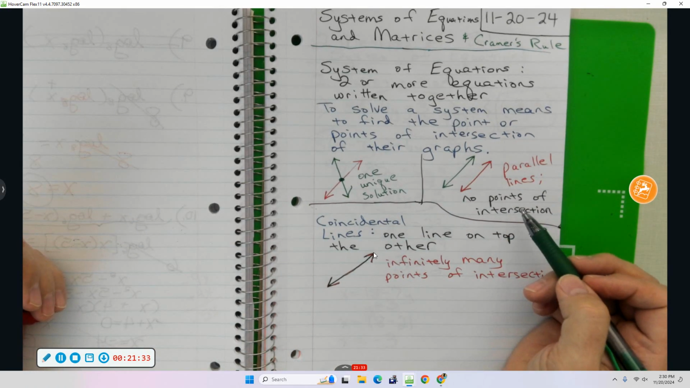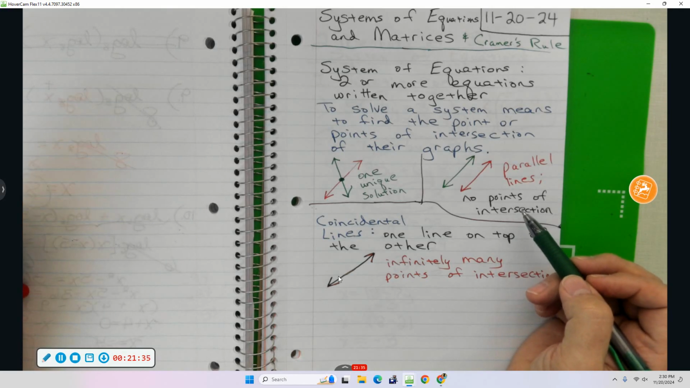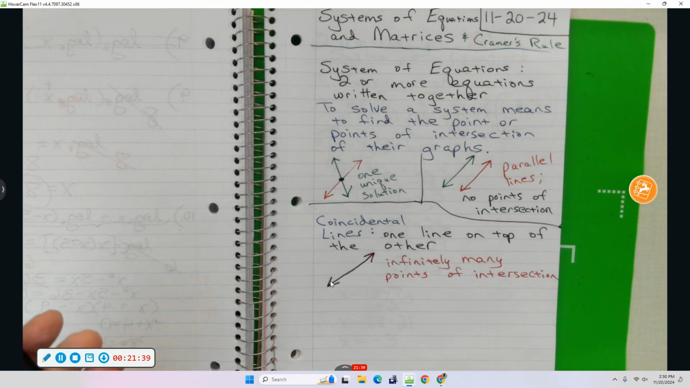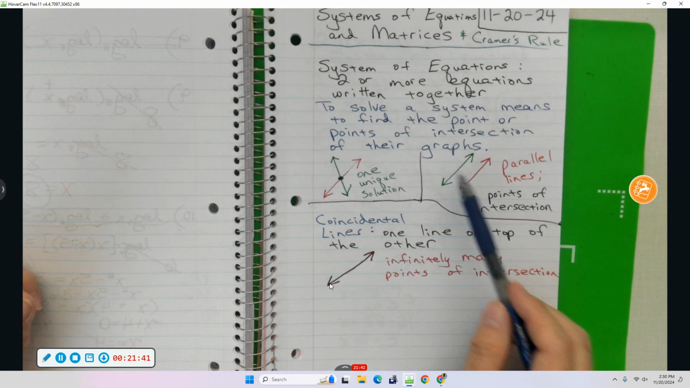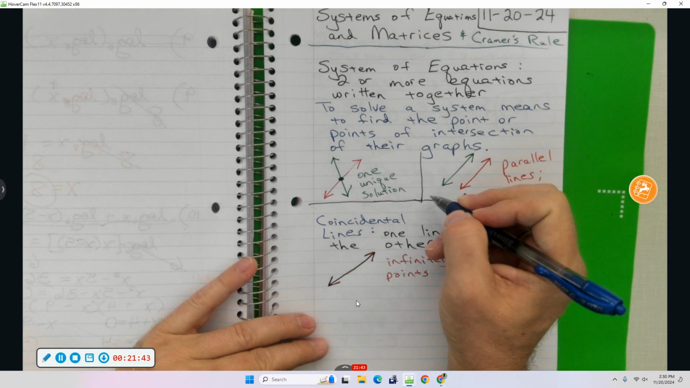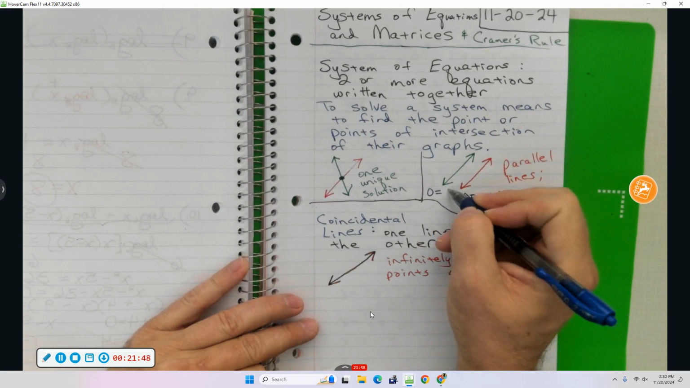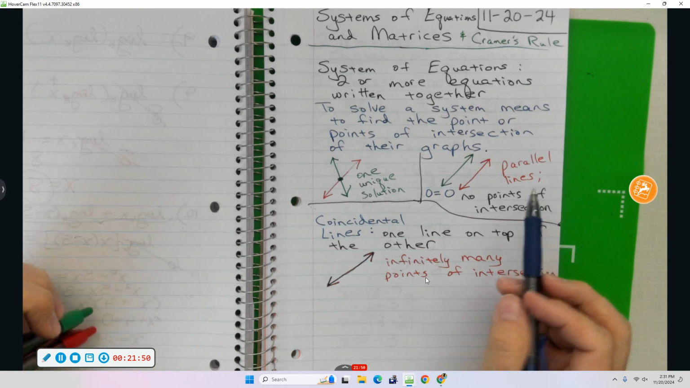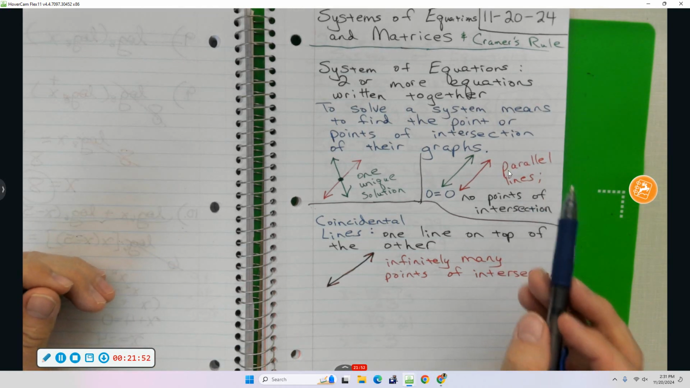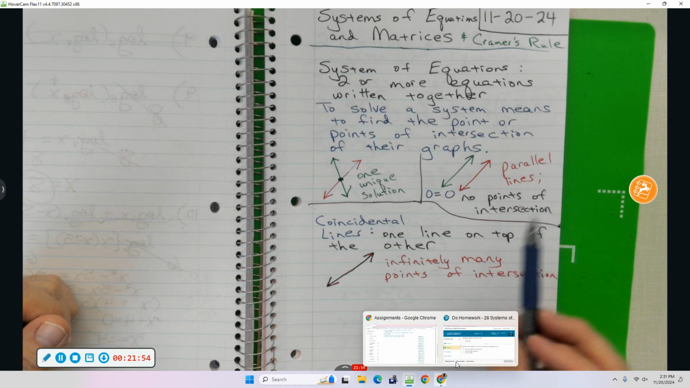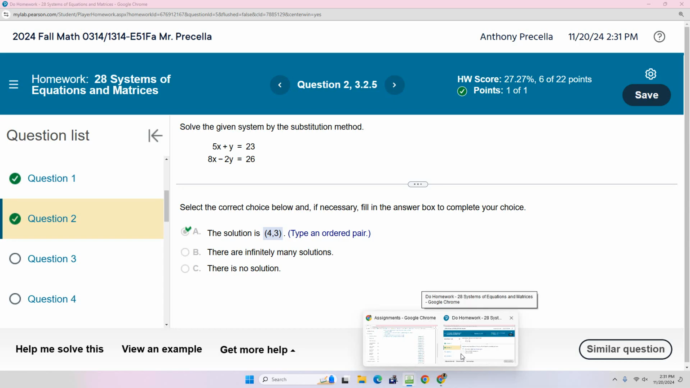If you're going through using substitution, it's also true for elimination, which we'll be seeing in a moment. If you wind up with your variables canceling out, and your constant terms subtract out, then you're looking at a situation where there are parallel lines. There's no point of intersection, so you would have selected option C.